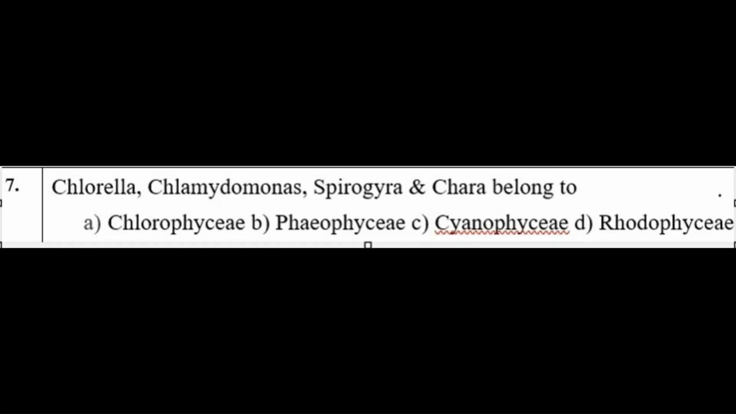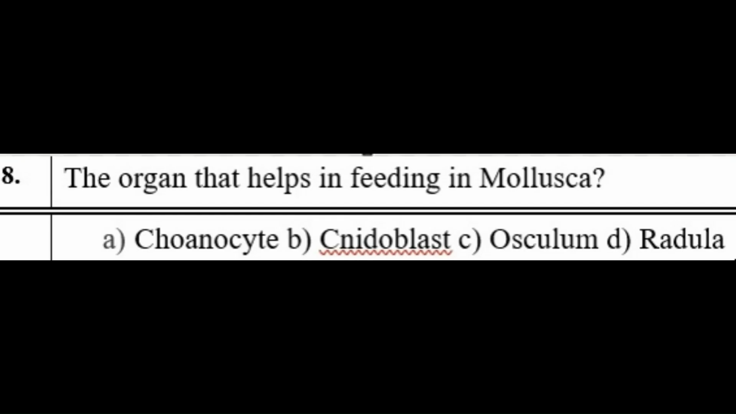Number 7, Chlorella, Chlamydomonas, Spirogyra, and Chara belong to A, Chlorophyceae, B, Phaeophyceae, C, Cyanophyceae, D, Rhodophyceae. So Chlorella, Chlamydomonas and all, they belong to green algae. That means they belong to chlorophytes. That is the answer.